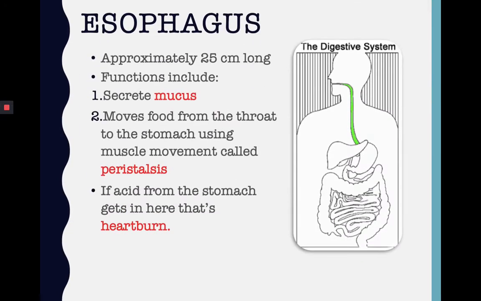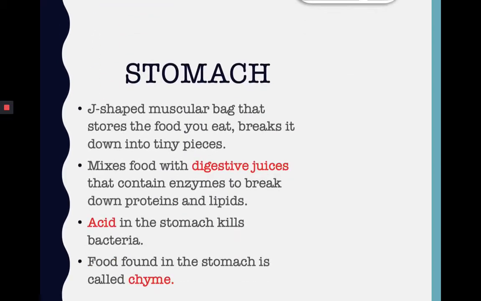Alright, esophagus. The esophagus is about 25 centimeters long, and it is the connection between the mouth and the stomach. It secretes mucus. The food moves from the throat to the stomach using a muscle movement called peristalsis. If the acid from the stomach gets in here, that is heartburn.